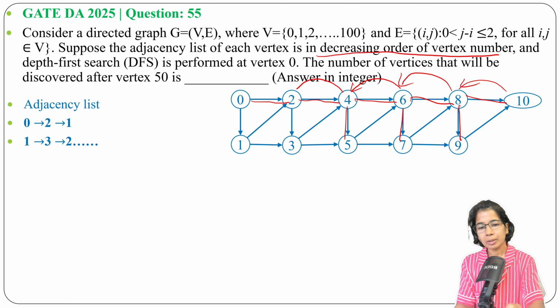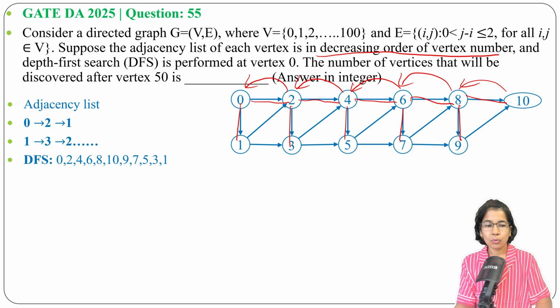Then from 4, we'll backtrack. From 2, we'll visit 3. Then from 2, we'll backtrack. From 0, we'll visit 1. So this will be the sequence of DFS: 0, 2, 4, 6, 8, 10, then 9, 7, 5, 3, 1. So this is the DFS for 10 vertices.